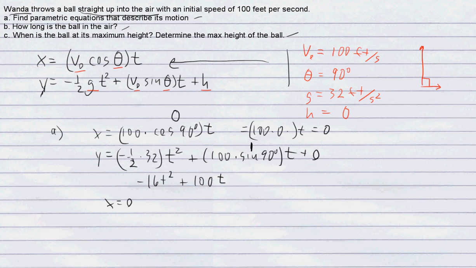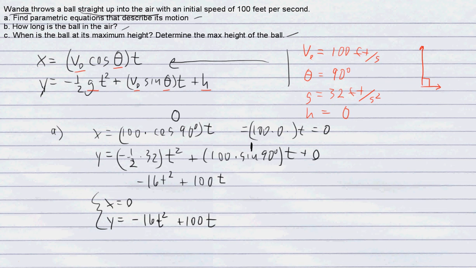X is equal to 0, which really we don't even need to write. It's not too surprising. That means that there's no horizontal component of motion, which clearly is true because she's throwing the ball straight up into the air. There's no horizontal motion at all. So y is negative 16 t squared plus 100 t, and those are our two parametric equations.